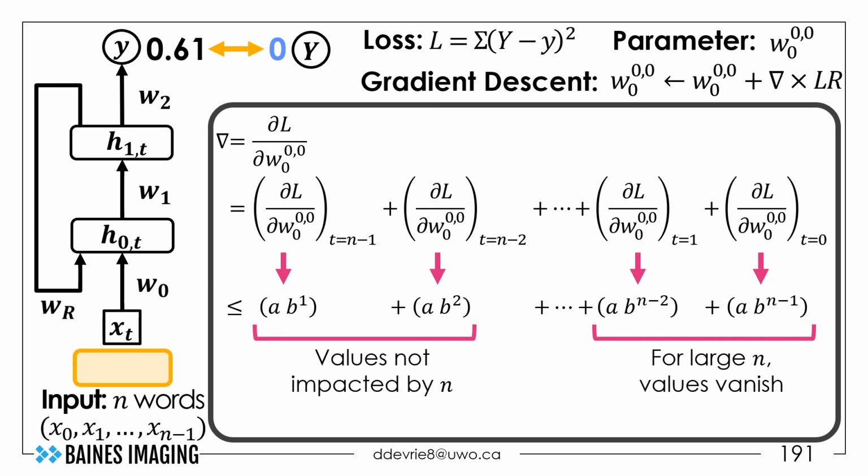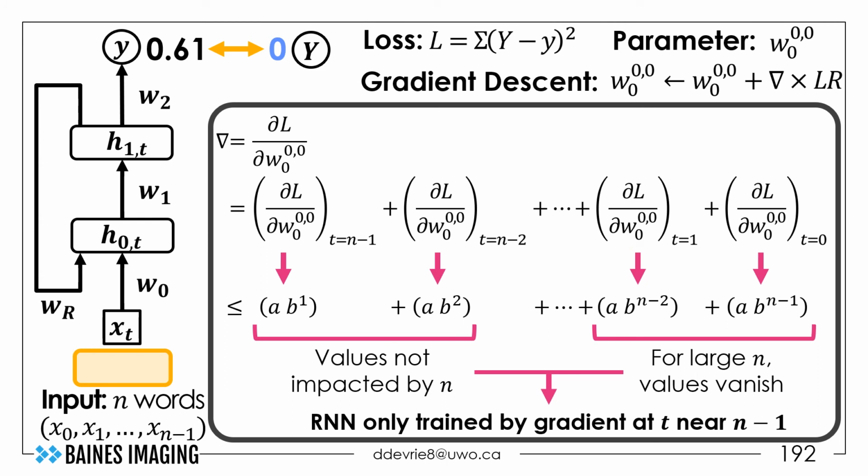In general, how we could write this is that for terms at very large time steps, so near the output, the values are not impacted that much by how big n is. It doesn't really matter. But for time step values that are very small, so near the beginning of the sentence, if it's a very large sentence, because that exponent becomes so large, these values start to vanish, or as we saw, it could also explode.